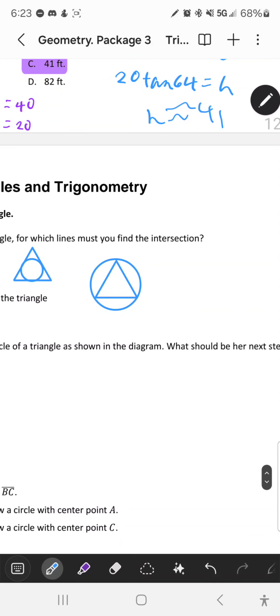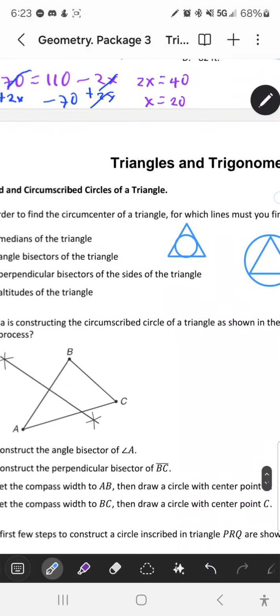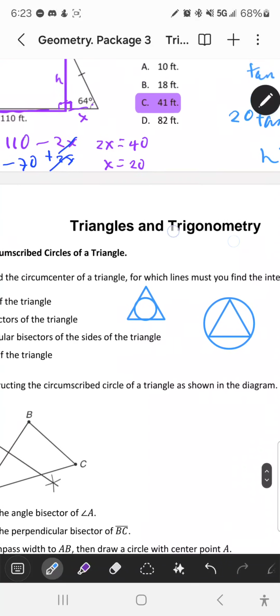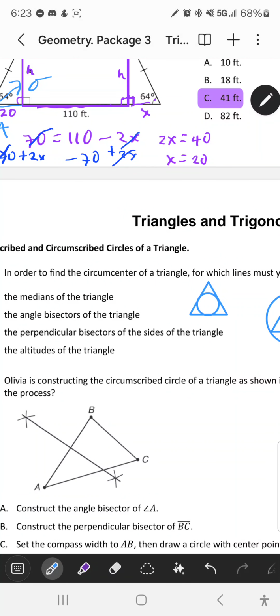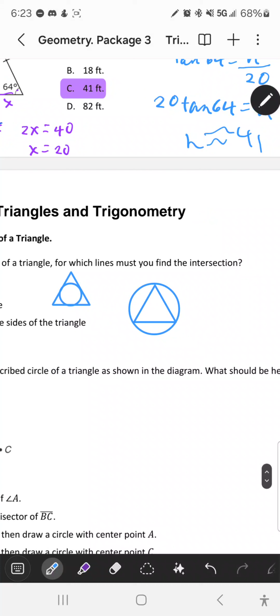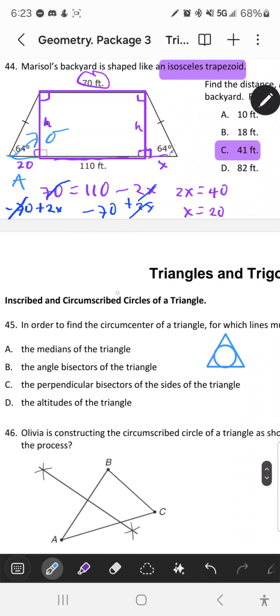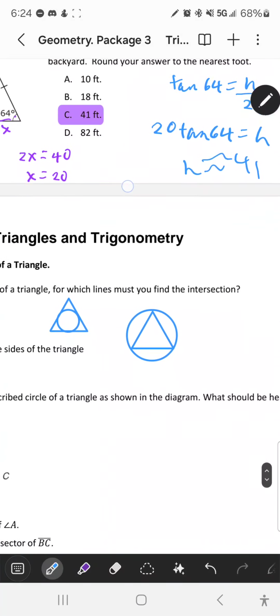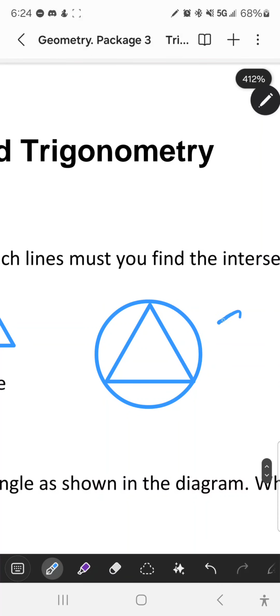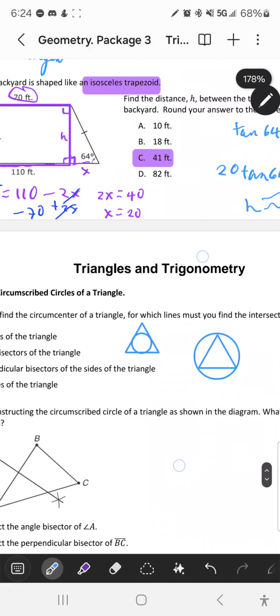Now, for which line must you find the intersection? In order to find the circumcenter of a triangle, for which line must you find the intersection? So, first of all, if we're talking about the circumcenter, it just means that the circle is circumscribed. They start the same, so you can kind of associate them. So if the circle is circumscribed, it means it's outside. Then we need to find the perpendicular bisectors of the triangle.